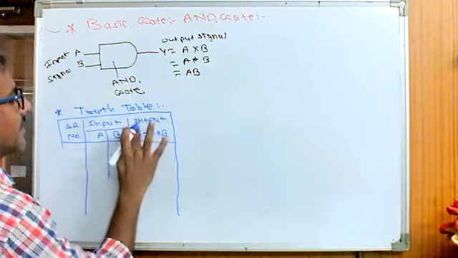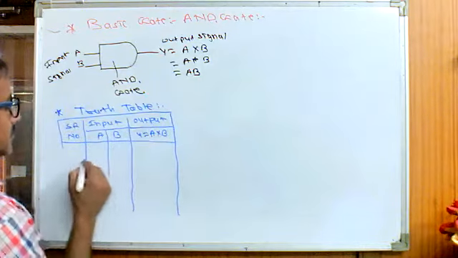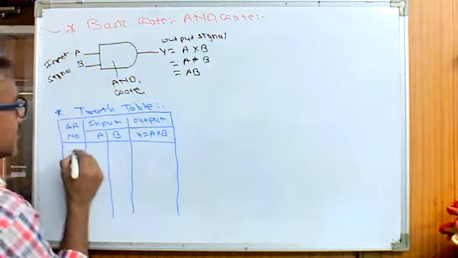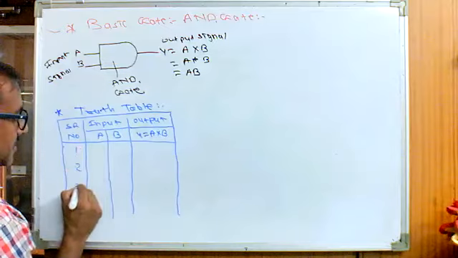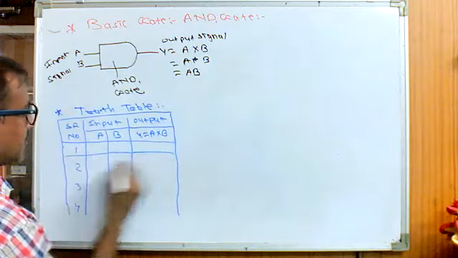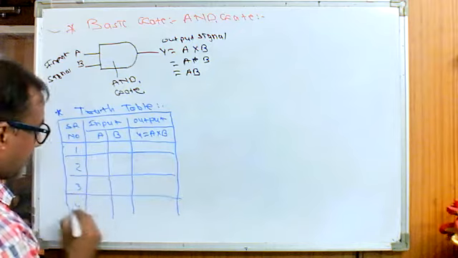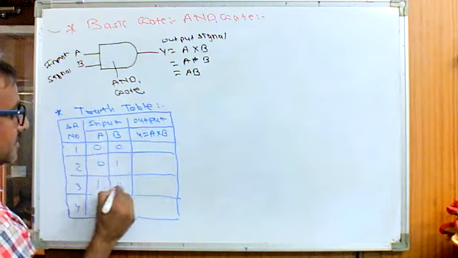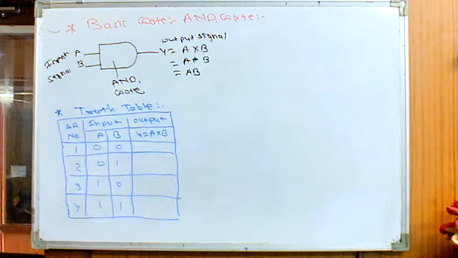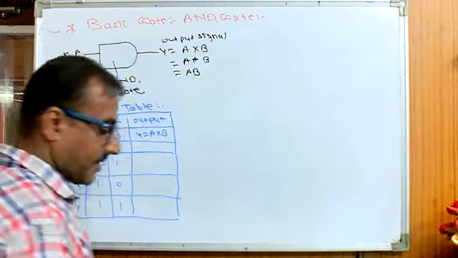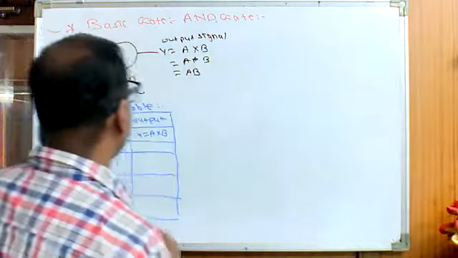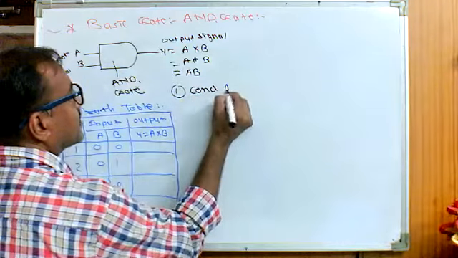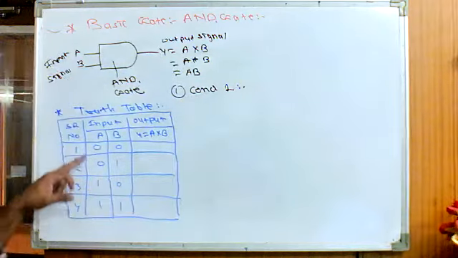Let me explain. With two inputs, four conditions are satisfied: 0 0, 0 1, 1 0, 1 1. So the first condition is applied here. Explaining the first condition.